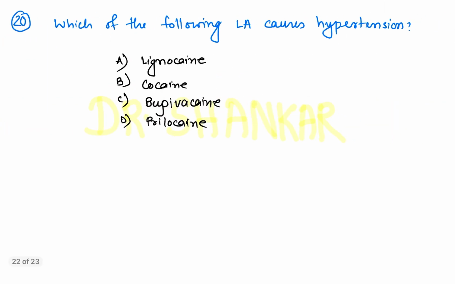Next, coming to question number 20, which of the following local anesthetics causes hypertension? Among the four options, as all of you know, this is a very easy question. Cocaine causes hypertension, tachycardia, etc. So the answer to this question is cocaine.